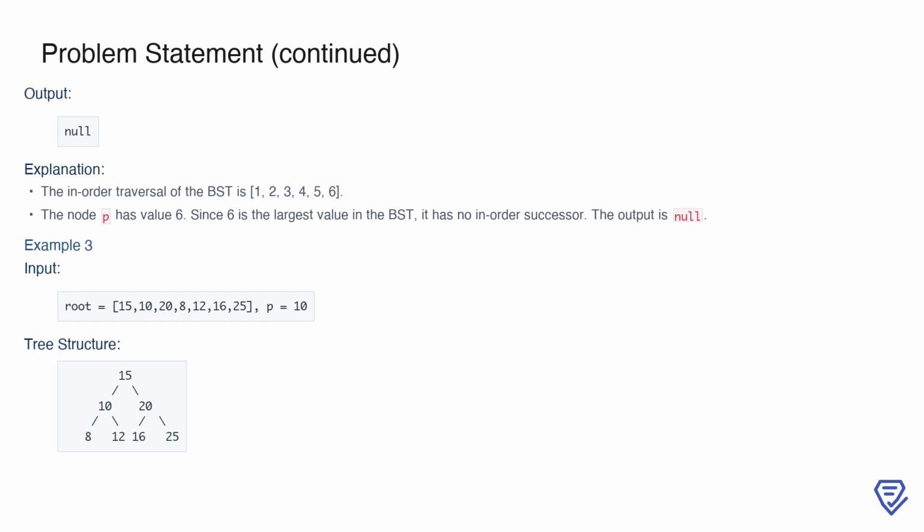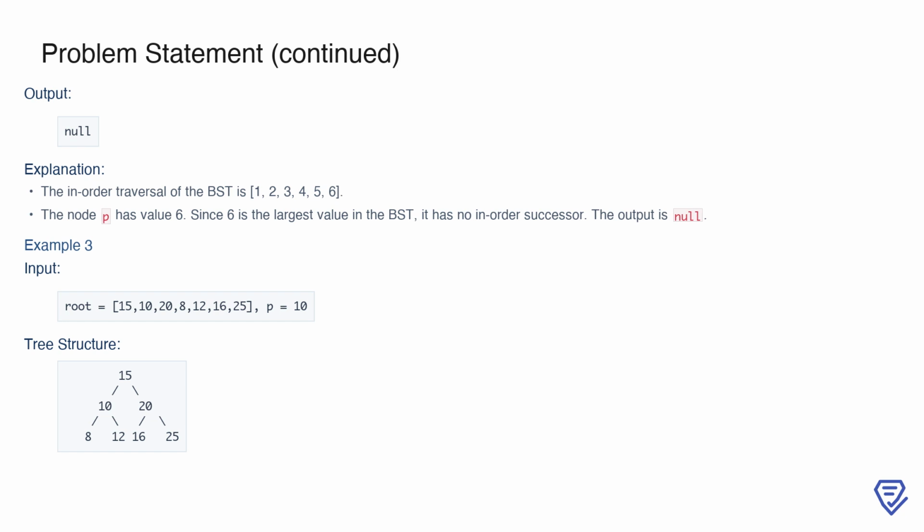After performing an in-order traversal of the tree, we get the sequence 1, 2, 3, 4, 5, 6. The node p has the value 6, which is the largest value in the tree. Since there are no nodes with values greater than 6, it does not have an in-order successor, so the function returns null. This demonstrates one of the important edge cases where the given node is the largest in the BST.